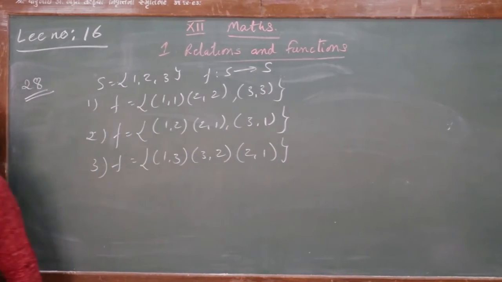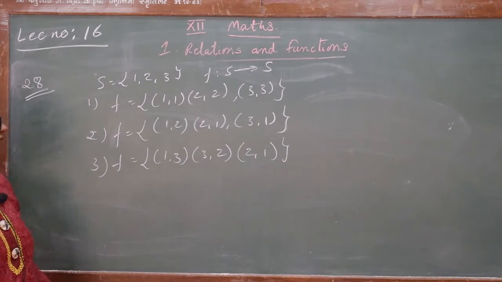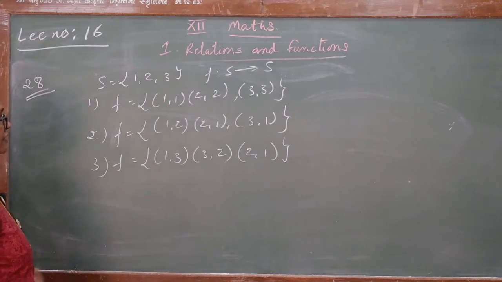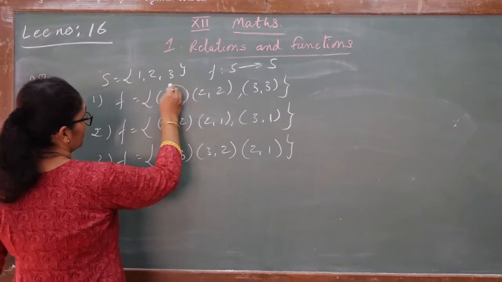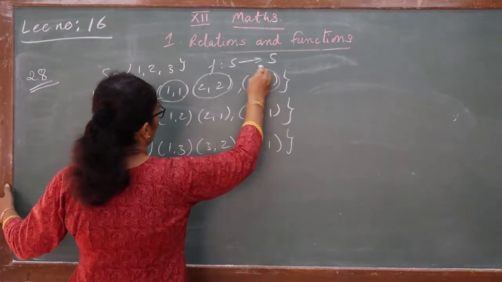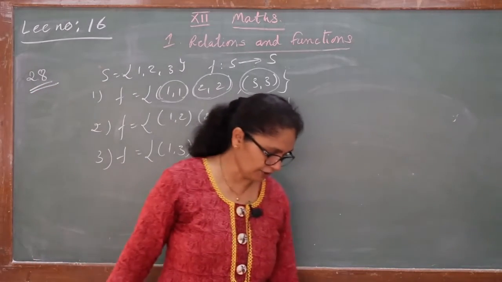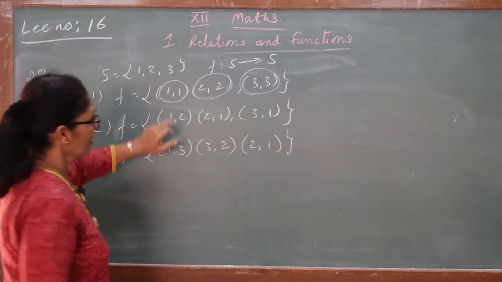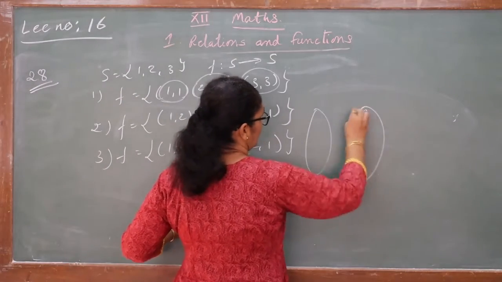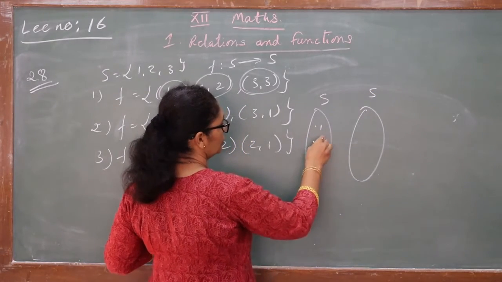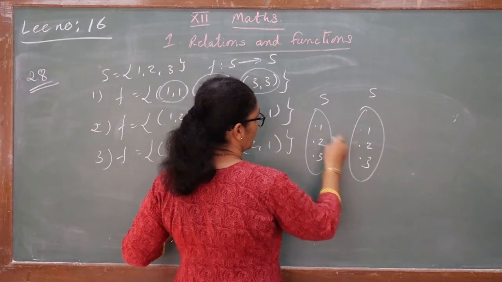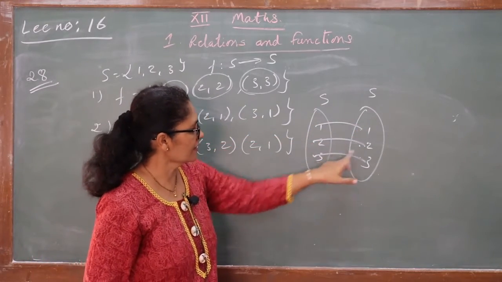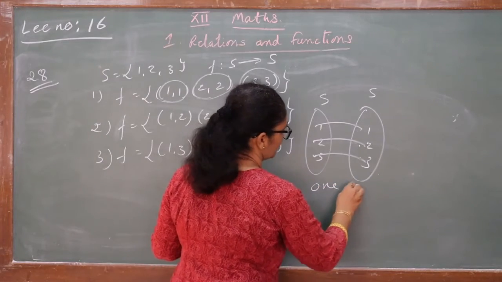And for that, what do you have to check first? For inverse, we know one thing: the function must be one-one and onto, and only then can you find the inverse. Now let's check. Your first function is given as (1,1), (2,2), (3,3). What is the meaning of it? If we make a pair, both sets are 1, 2, 3, and the associated term is the same, meaning single question, single answer. So it is a one-one function.